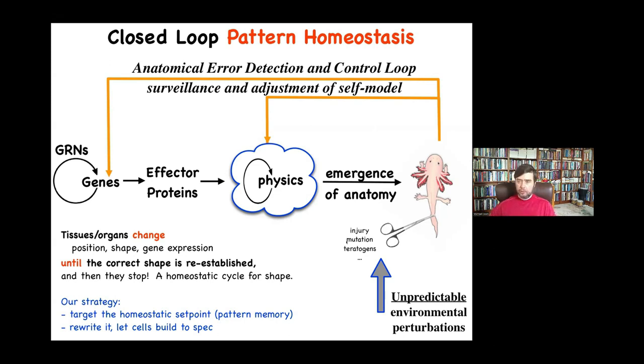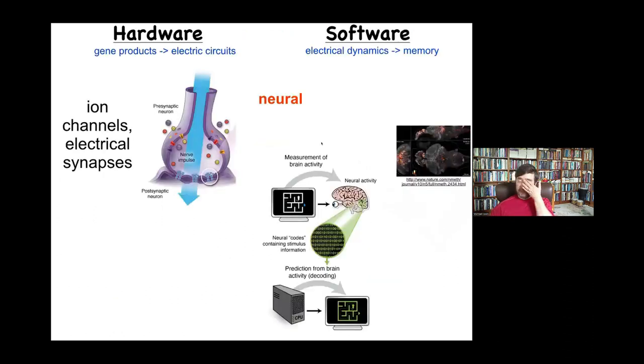And the idea is that you don't have to make all your interventions down here at the genetic level. You can actually rewrite the set point and let the system do what it does best, which is to solve to that set point. So what could possibly be a mechanism that stores a set point as complex as an anatomical descriptor, as a layout? And we looked at the brain as a kind of inspiration. And in the brain, the way goals and navigation works is using this system.